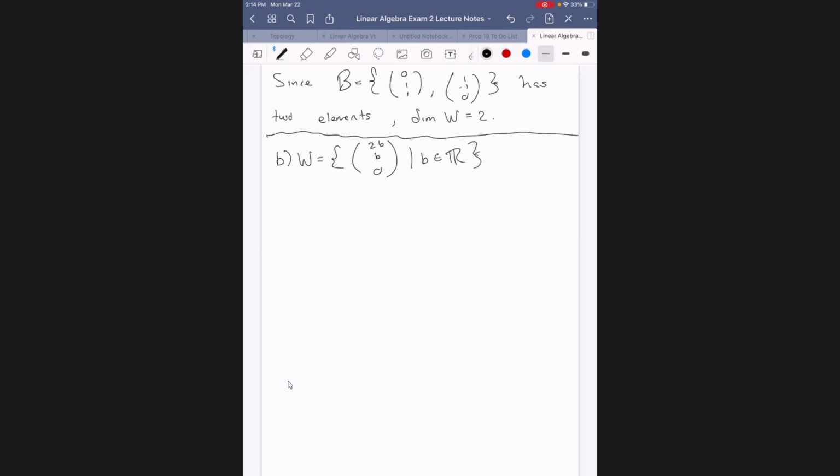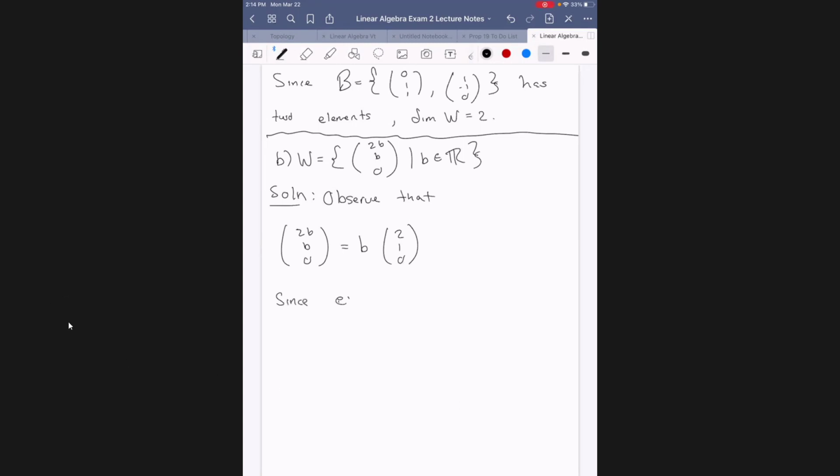Well, again, do the same thing we did in the first one. Take an element. Observe that for 2b, b, and 0, I can rewrite this as b times (2, 1, 0), right?